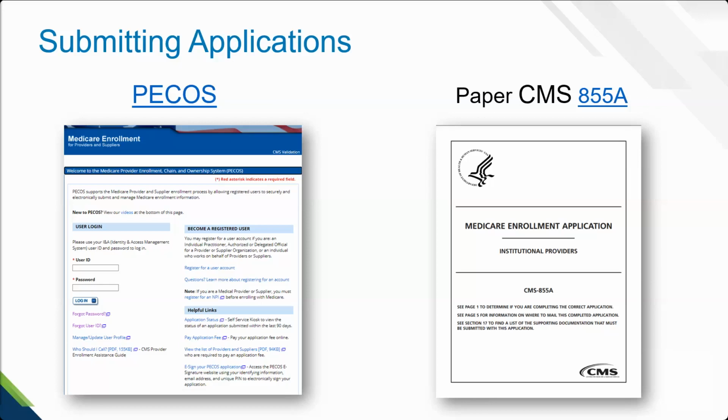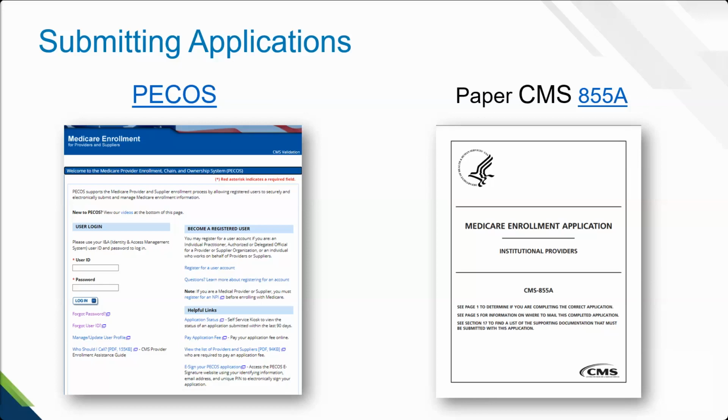What I am focusing on is that CMS 855A for services that are going to be billed to the Part A side. So there's two ways to submit these applications. First is going to be PECOS. This is the only way to submit an application electronically to a MAC. I'm always going to promote the use of PECOS, especially with PECOS 2 coming in. This is always going to be your most efficient way to submit an application.